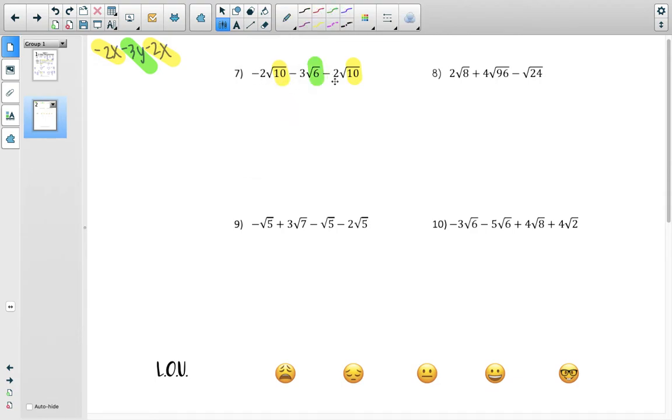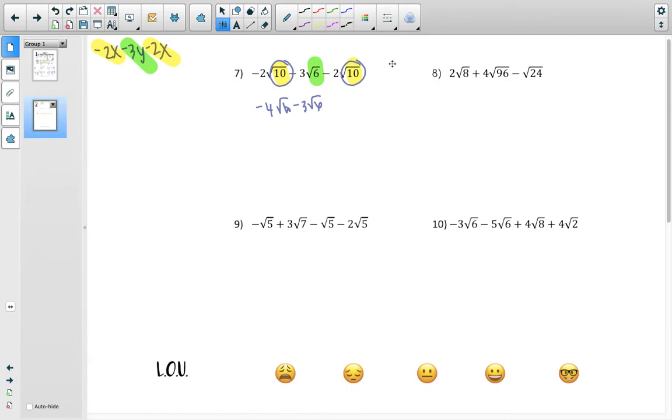So you have negative 2 minus 2, which is negative 4 square root of 10, and then minus 3 square root of 6. It doesn't matter which order you go, but you can only combine these coefficients together because of that square root of 10. Now if you look at number 8, they're all different numbers, and we have to say, what can we simplify? So there's kind of a lot going on here.